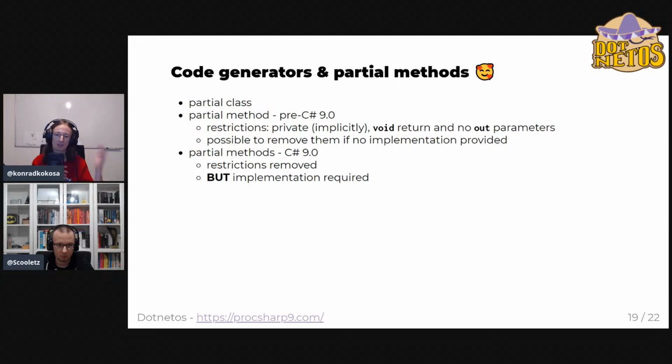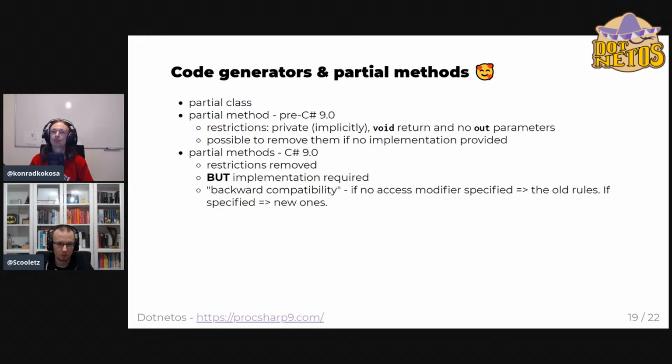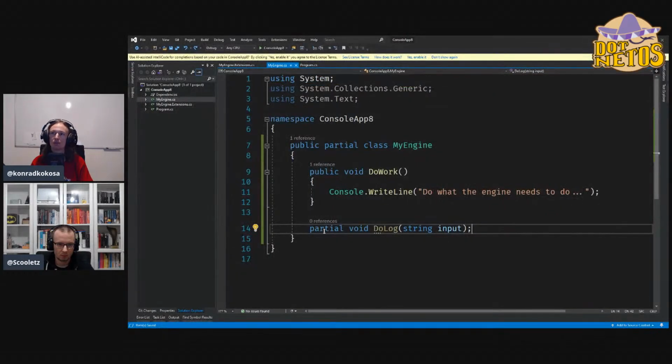Like if we have an implementation here, why am I defining only a partial method there, which can be seen as a kind of declaration that I have such a method and then I have an implementation. And first of all, because of backward compatibility, now we have two, let's say, flavors and behaviors of those partial methods. If there is no access modifier specified, like in the case I was showing you previously, if there is no public or private here, it is in C#9 behaving as previously.